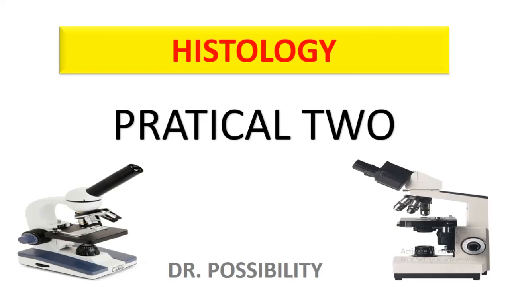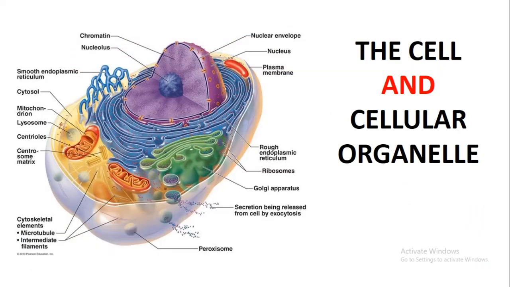In this class, I have a simple task of explaining practical number 2 of histology. During this practical, we are simply looking at the cell and the cellular organelles. A cell is just the basic unit of all living organisms, and this cell contains what we are calling the organelles. These organelles have various functions.